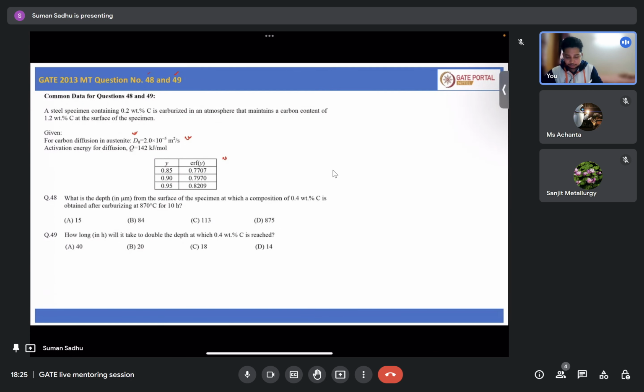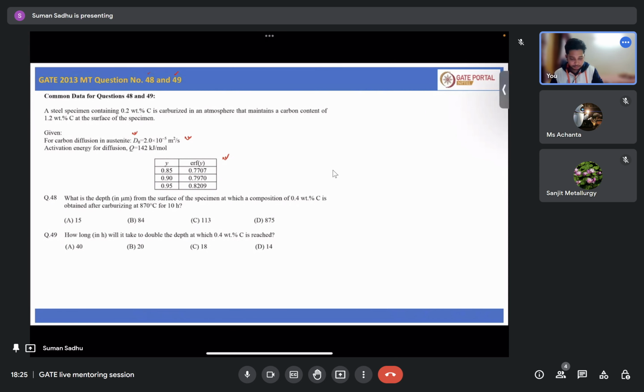And then the first question is question number 48. What is the depth in micrometer from the surface of the specimen at which a composition of 0.48% of carbon is obtained after carburizing at 870 degrees centigrade for 10 hours?